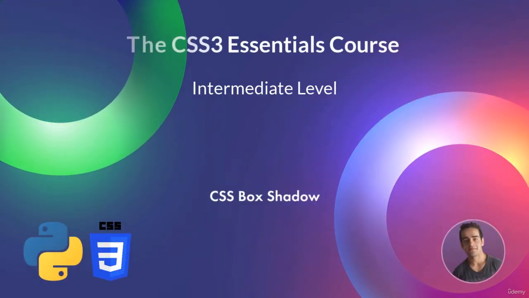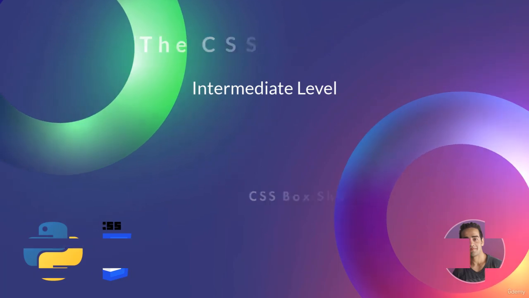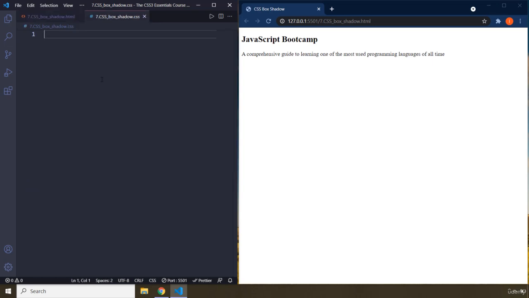Hi everyone, in this lecture we're going to talk about CSS Box Shadow. The markup is super simple. We have section, we have an h1, and we have a paragraph. Now CSS Box Shadow refers to providing shadows for a CSS box.